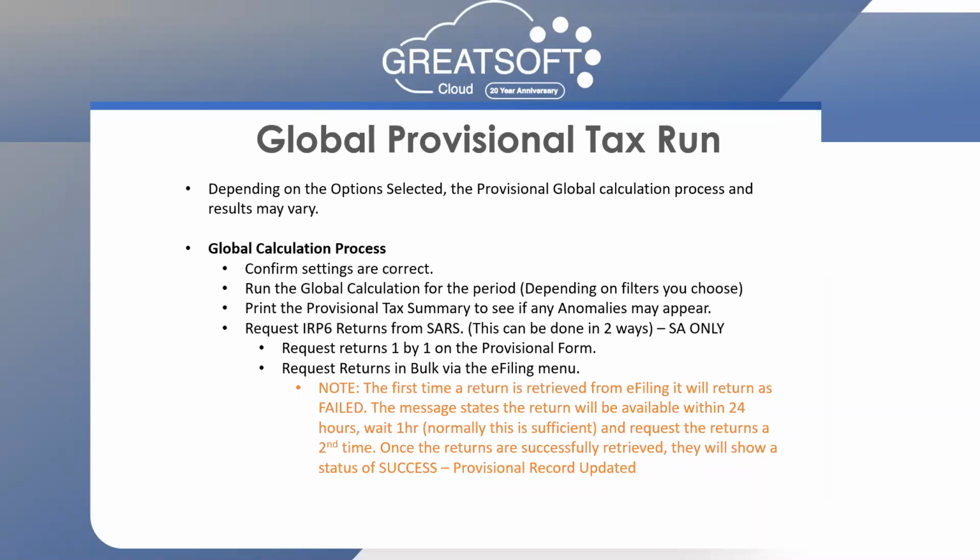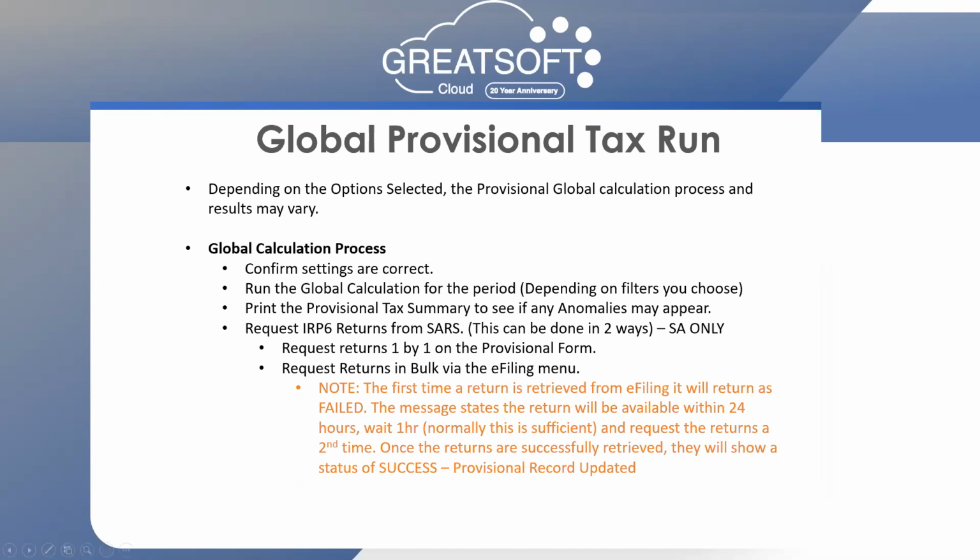Sometimes there can be a delay. That 24-hour message is a standard message from SARS that says, you know what, please hold your horses. And sometimes, due to high volumes and so on, it can be an overnight process. But you must always request the returns twice, because the first time, if they're not open on e-filing, the system does not automatically request those returns. It just tells SARS to open them, and you need to go and re-request them.